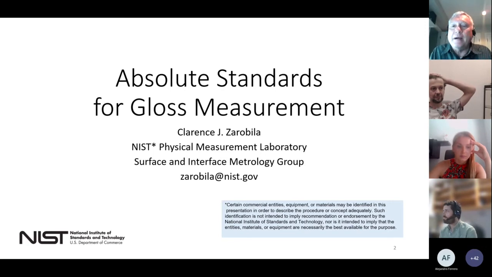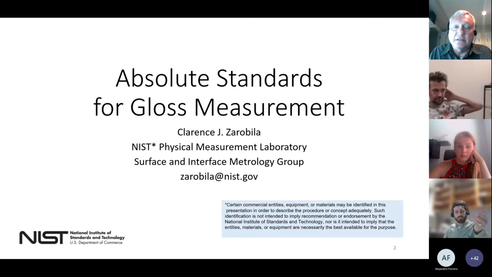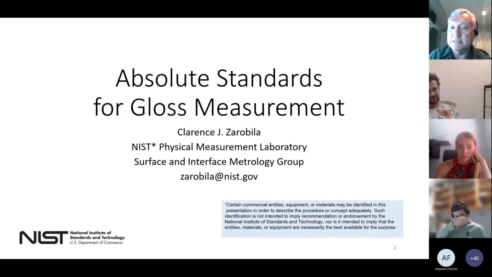Just a little more about me. I have been at NIST since about 2009, and I've been working on a variety of projects in color and appearance and also in remote sensing. But what I wanted to bring up is prior to joining NIST, I was the optical engineer at Hunter Lab in Virginia. And that's the company that Richard Hunter started after he left NIST. And I was there for about 14 years. And there I designed instruments for measuring color and appearance and gloss.